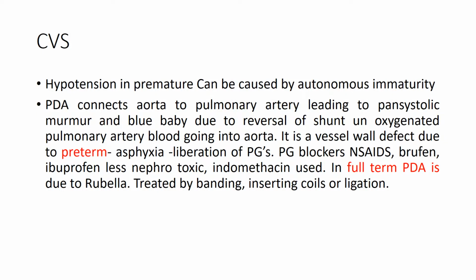The hypotension in premature babies can be caused by autonomic immaturity. PDA, the patent ductus arteriosus, connects the aorta to the pulmonary artery, leading to a pansystolic murmur and a blue baby due to reversal of shunt, where unoxygenated pulmonary artery blood goes into the aorta. It is a vessel wall defect due to preterm asphyxia, liberation of prostaglandins.